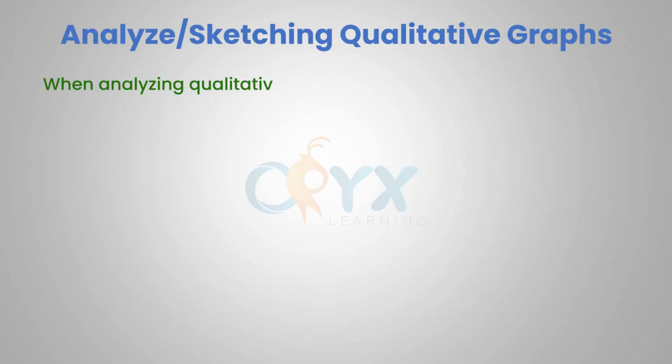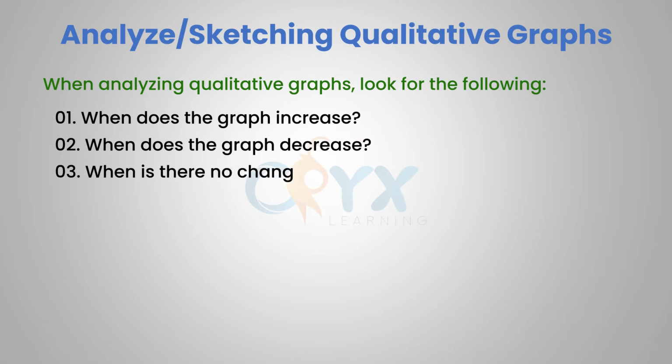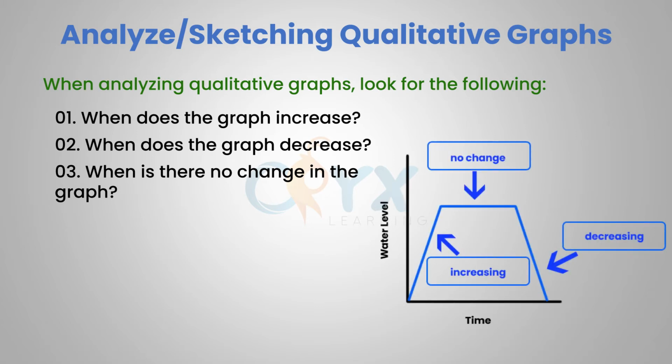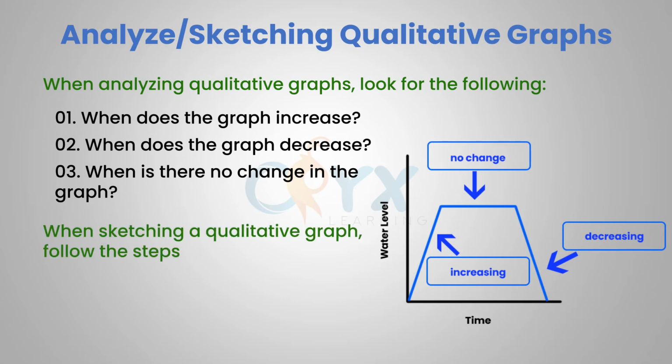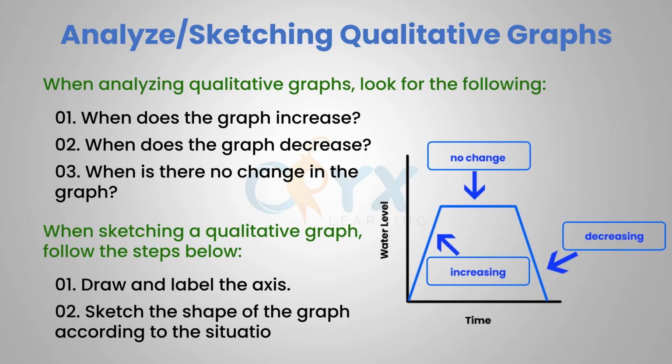When analyzing qualitative graphs, look for the following. When does the graph increase? When does the graph decrease? And when is there no change in the graph? An increase in the graph can be seen with a positive slope, a decrease with a negative slope, or no change with a slope of 0. When sketching a qualitative graph, follow the steps below. Draw and label the axes. Sketch the shape of the graph according to the situation presented.